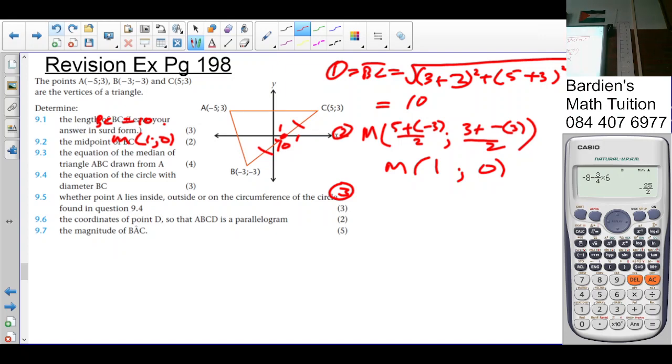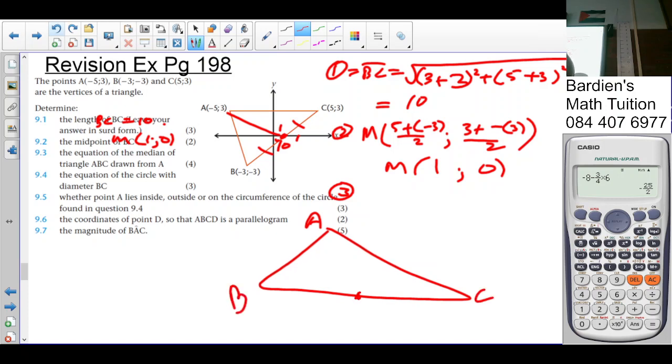The next one. The equation of the median of the triangle ABC drawn from A. Now the median, people, is going to be this line here. What is the median? The median is a line drawn from one vertex to the midpoint of the other side. So you can make this note here, if it's A, B, C, and this is your midpoint, and there you got the line, this is called your median.